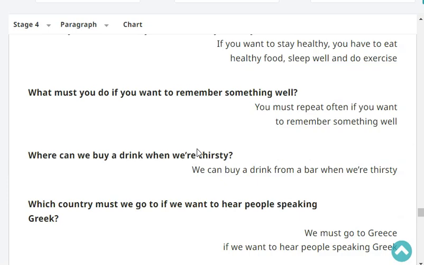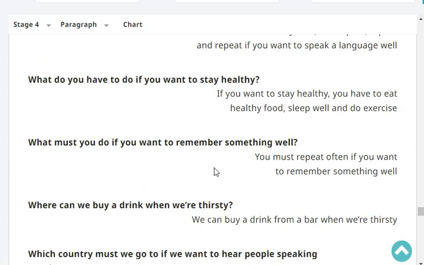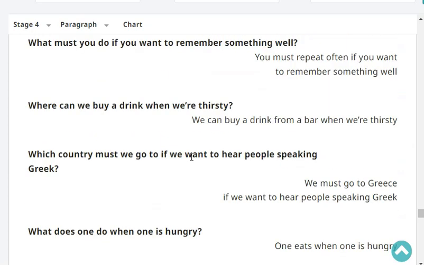What must you do if you want to remember something well? You must repeat often if you want to remember something well.